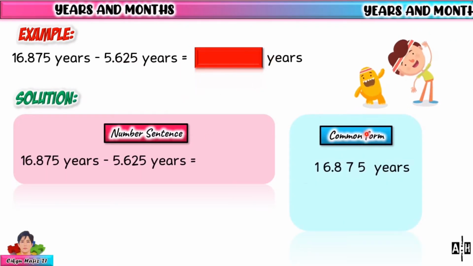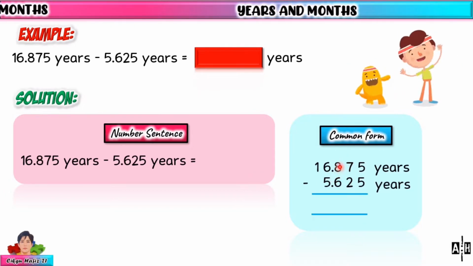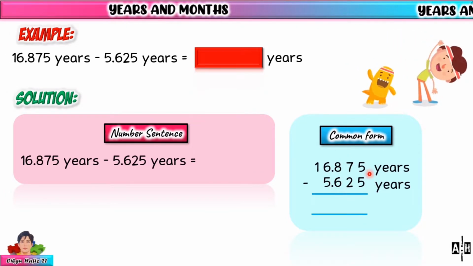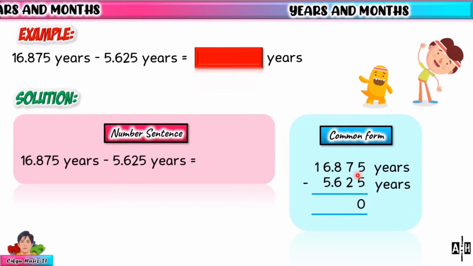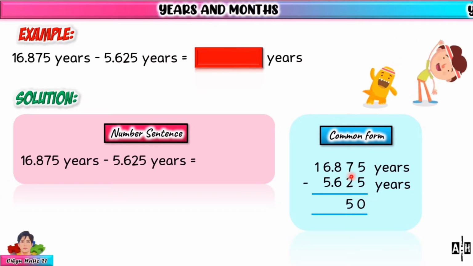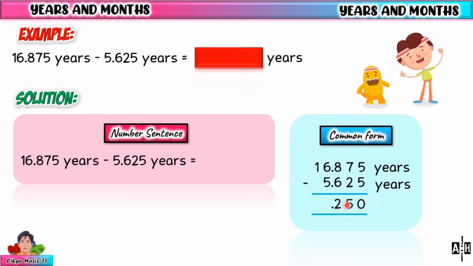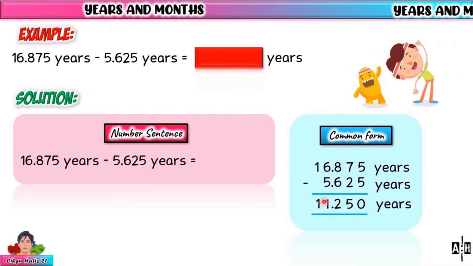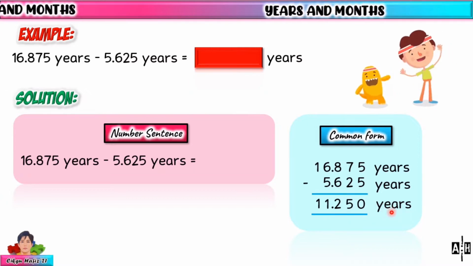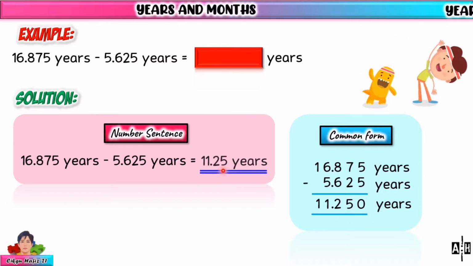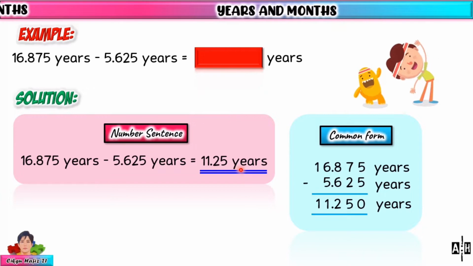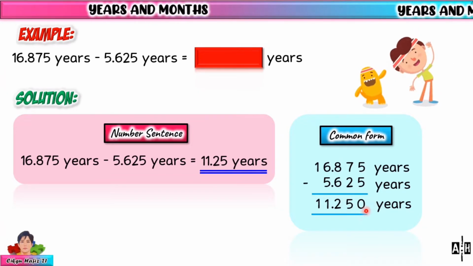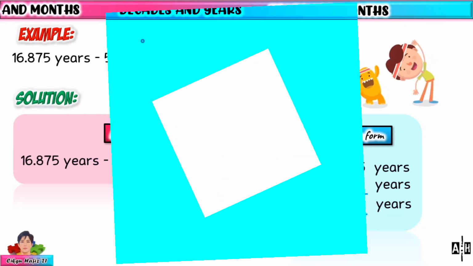Okay, solution using common form. We arrange it nicely, decimal points top and bottom. 5 minus 5, 0. 7 minus 2, 5. 8 minus 6, 2. 6 minus 5, 1. And the last one, 1. Okay, so we put the decimal point. The answer is 11.25 years. The 0 at the back is not counted, just remove it.